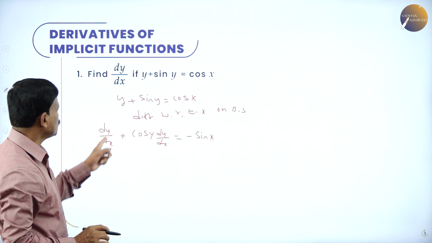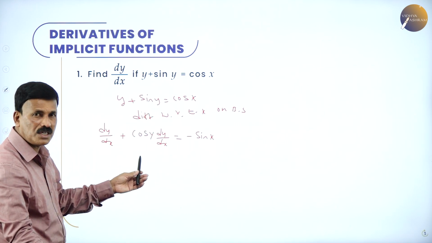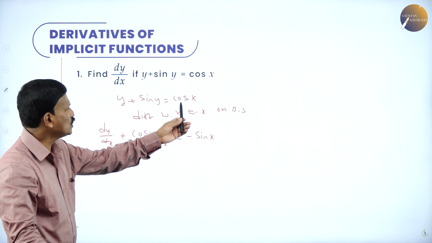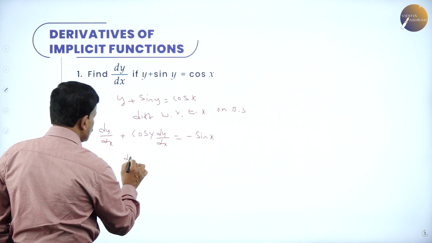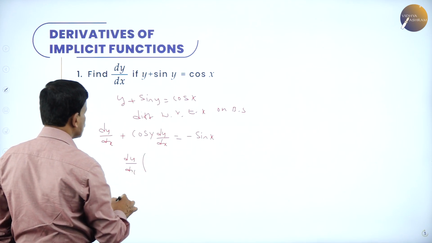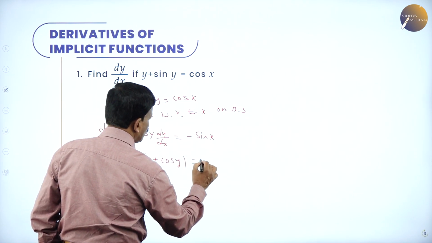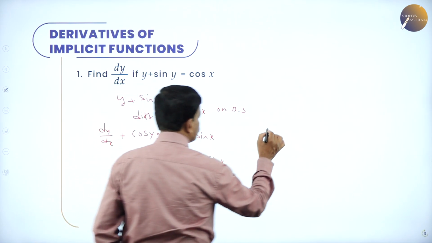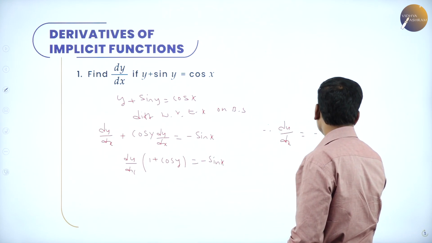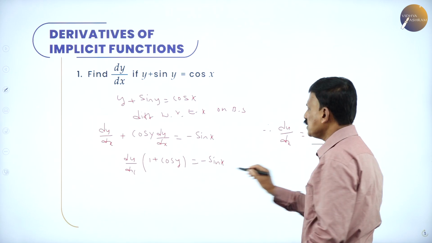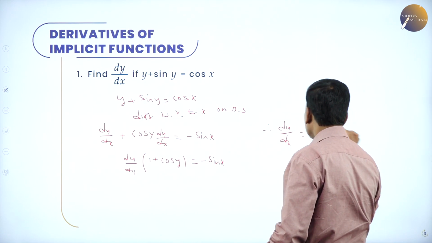See here, derivative of y is dy by dx, derivative of sin y is cos y into dy by dx, is equal to derivative of cos x, which is minus sin x. Just remove dy by dx out, then what is left over is 1 plus cos y is equal to minus sin x. So therefore you can write dy by dx is equal to minus sin x, bring this to the denominator, divided by 1 plus cos y. This is the differentiated answer.